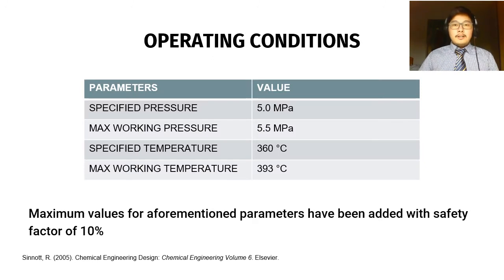The operating conditions of the hydrocracking unit have been specified at 5.0 megapascal for pressure and 360 degrees for temperature. However, the maximum values for the aforementioned parameters have been added with a 10% safety factor, meaning the maximum working pressure for the hydrocracking unit is 5.5 megapascal, while the maximum working temperature would be 393 degrees Celsius.